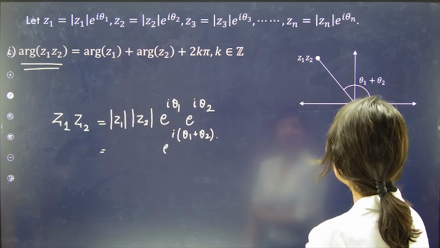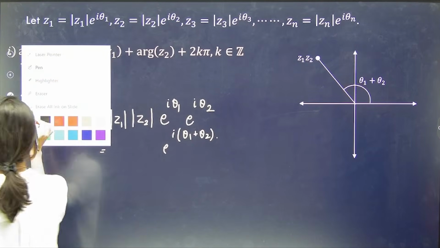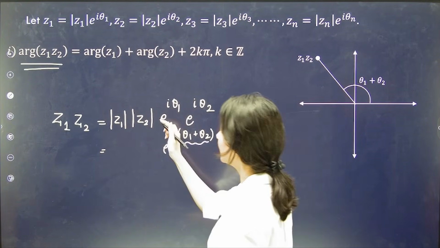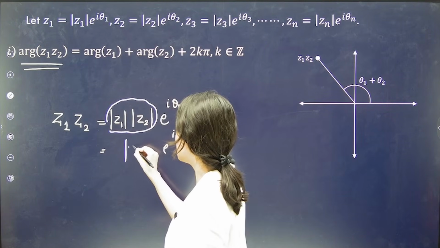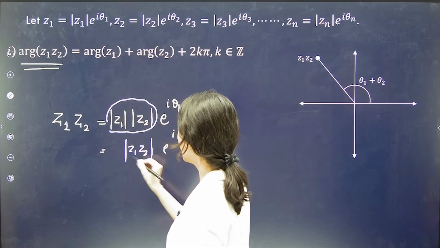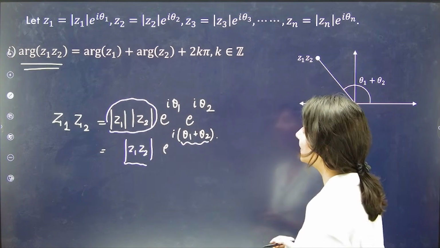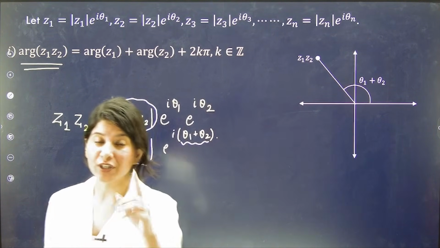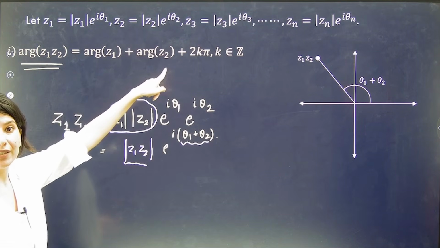Now this will be your mod of Z; basically mod Z1 Z2 I can write, right? This is your R, that is the modulus, and theta 1 plus theta 2 will be your argument. So what is the similarity? Log AB is equal to log A plus log B, right?